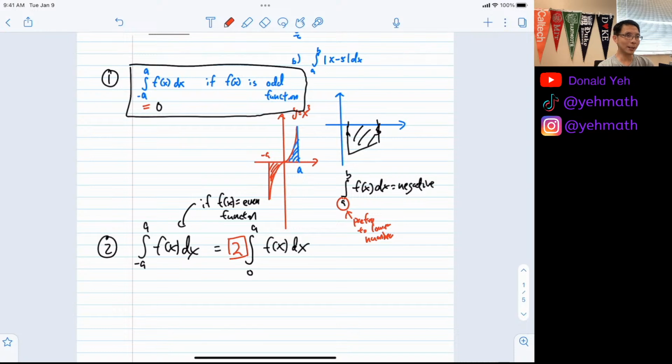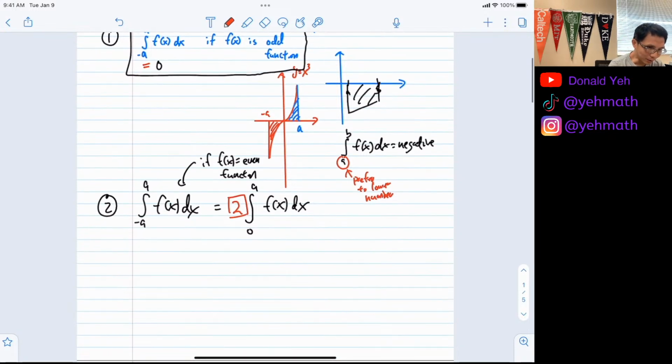Of course, 9 is the one that started, which is good. It is 2. Why? Because think about it. If I have an even function, what's a good example of an even function? Absolute value. X squared too.